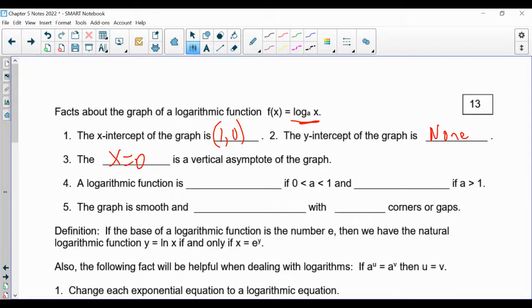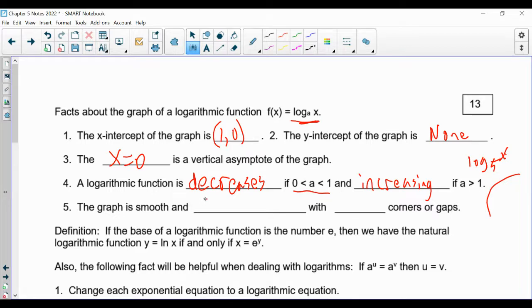This is actually the same as it is for exponentials. If the a value is between 0 and 1, then it decreases. And if it's greater than 1, then it's increasing. Like the one we just did looked like this. That was log base 5 of x. And that was increasing, right?